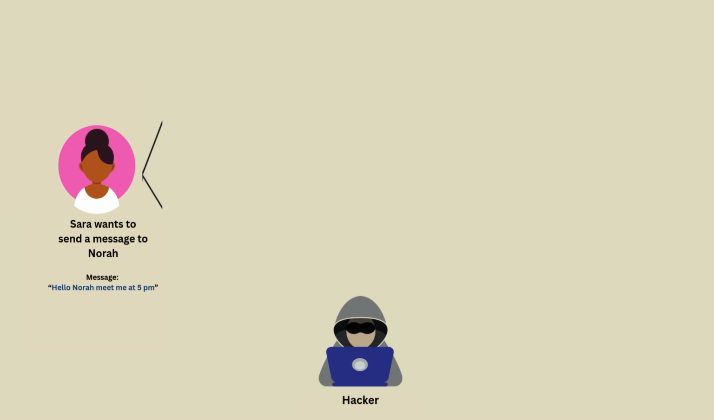Sarah wants to send a private message to her friend Nora. She writes, "Hello Nora, meet me at 5 p.m." But instead of sending it as plain text, she wants to secure it. To encrypt the message, Sarah needs a key. Think of it like a secret password that locks and unlocks the message.